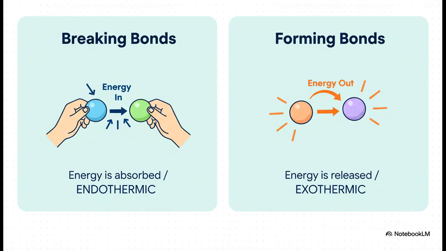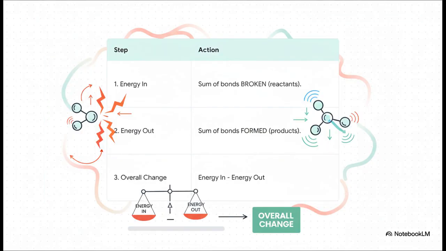Rule 1, you need to put energy in to break chemical bonds. That's an endothermic process. Rule 2, energy is released when you make new bonds. That's an exothermic process. Any chemical reaction is just a balance between these two things happening. So to work out the overall energy change, it's just a bit of simple accounting.